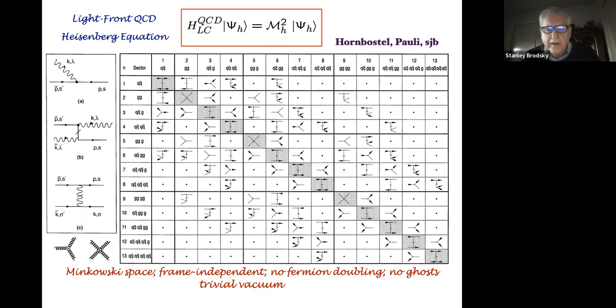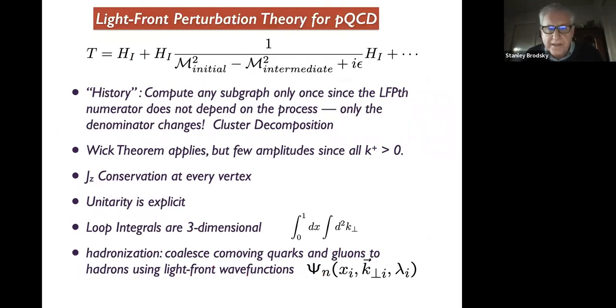Basically, you use periodic or anti-periodic boundary conditions so you can discretize the momentum. And the formalism is in Minkowski space. Unlike lattice gauge theory, it's frame independent. There's no Fermion doubling questions, no ghosts, because you're using the light front gauge, and a trivial vacuum emerges. And so this DLCQ, discrete light cone quantization, is already used for QCD 1+1. And it's actually possible with the new methods of quantum computing that we could even imagine solving this in 3+1.